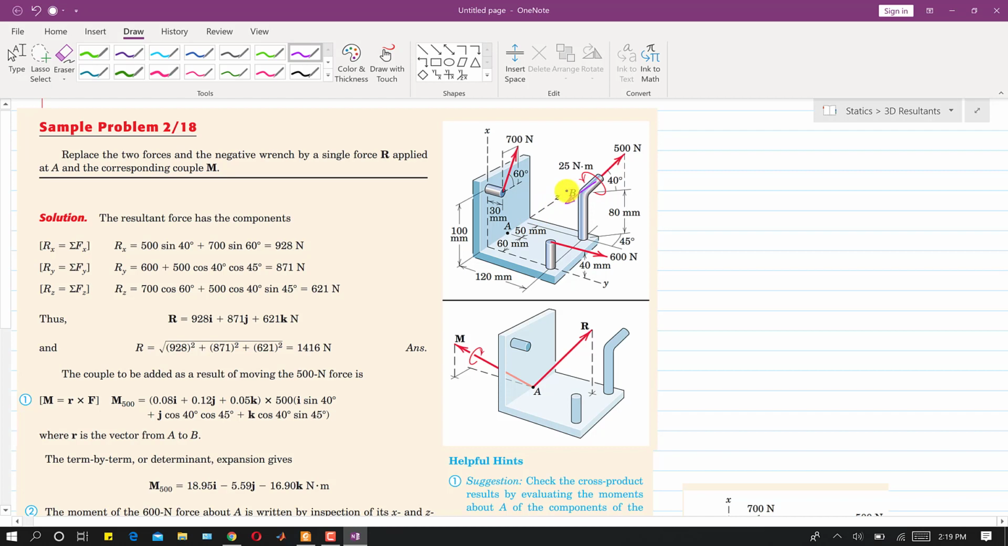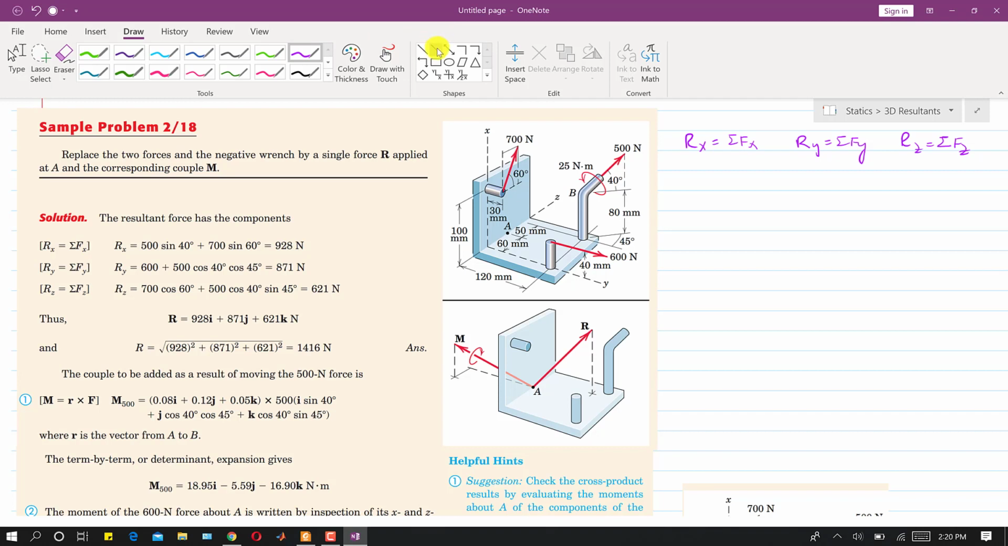So first we will find the resultant vector. So we will find Rx. Rx will be equal to the summation of all forces along X, Ry will be equal to the summation of all forces along Y, and Rz will be equal to the summation of all forces along the Z axis, right? So for that we will resolve these forces into their components.